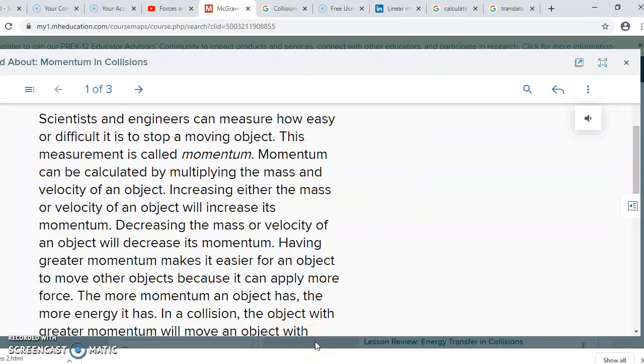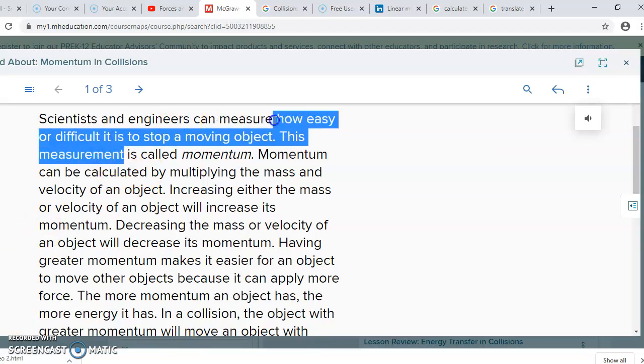Okay, please open your book at page 49. The title of this page is Momentum and Collisions. Again, like what we said, momentum is a measurement. Look, it measures how easy or difficult it is to stop a moving object. Please highlight it, read it many times to keep it in your mind.